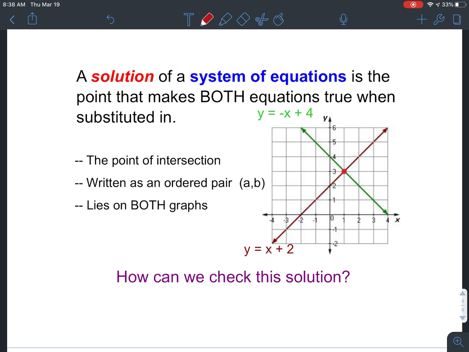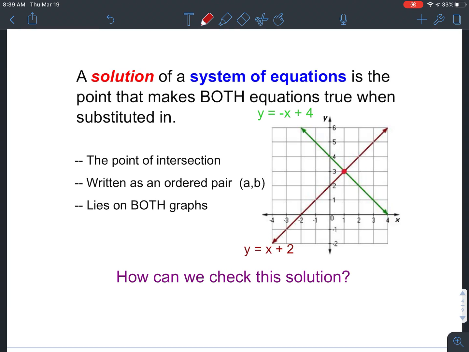So we're talking about a system of equations. A system of equations is basically any grouping of equations that are working together like a system. Okay, so we need both of them working together to get a common solution. So what is that solution? Well, a solution of a system of equations is the point that makes both equations true when substituted in. Graphically, this is going to be represented as the point of intersection.